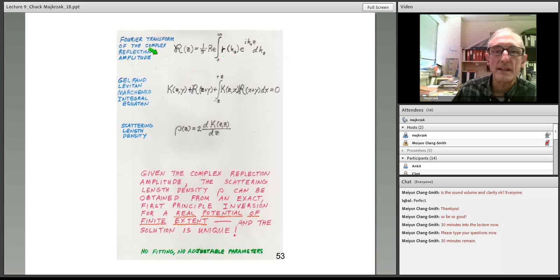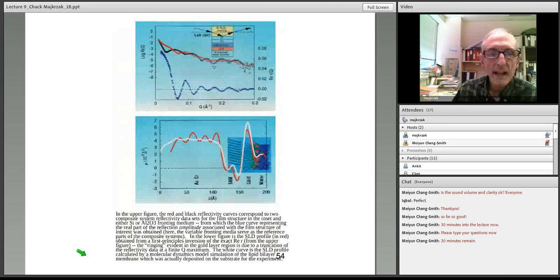We can put these in the Gelfand-Levitan-Marchenko equation, or alternatively solve a differential equation developed by a mathematician named Sachs, and get the exact scattering length density profile from that reflection amplitude. And here's an illustration.